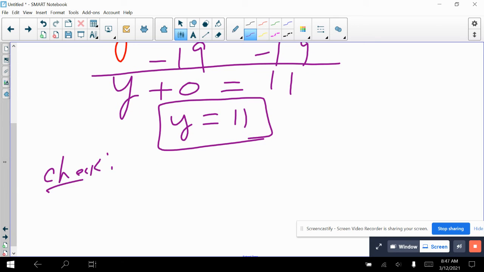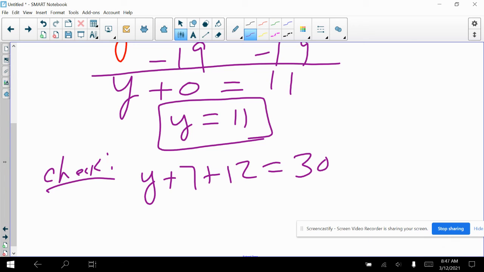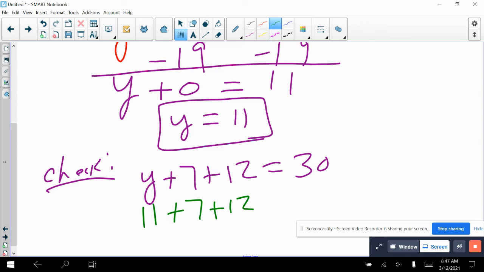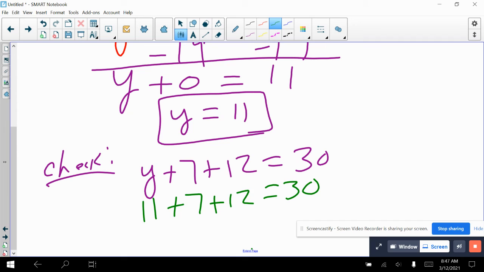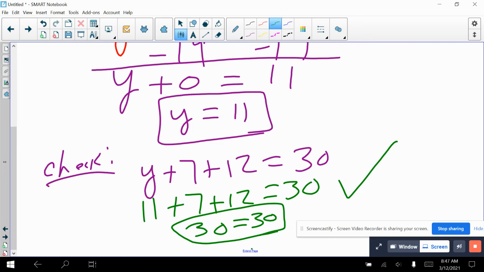Okay, we're going to check it. We get y plus 7 plus 12 is equal to 30. Our solution was 11, so I'm going to plug in 11 there. Eleven plus 7 is 18. 18 plus 12 is 30, is equal to 30. Problem solved.